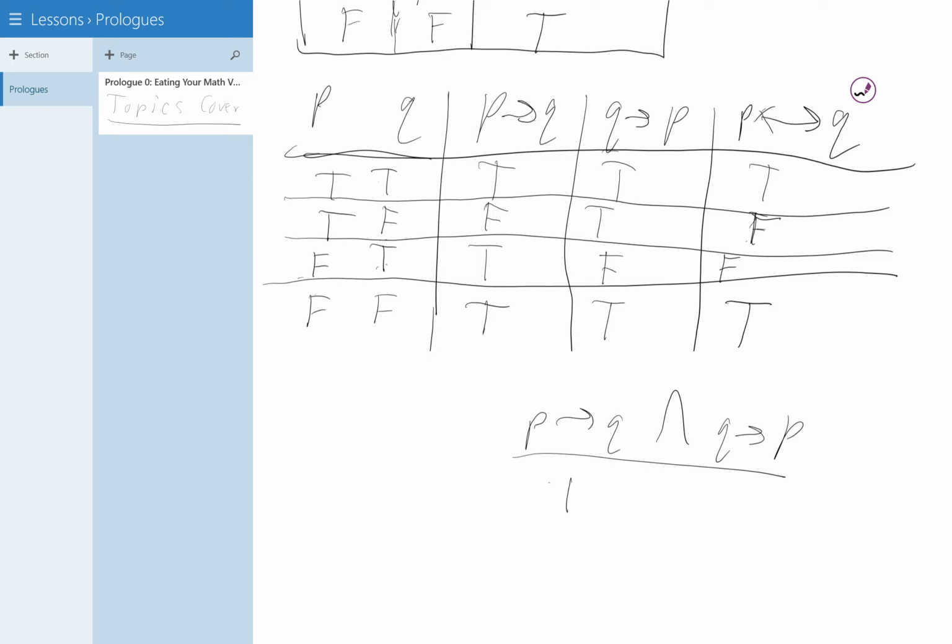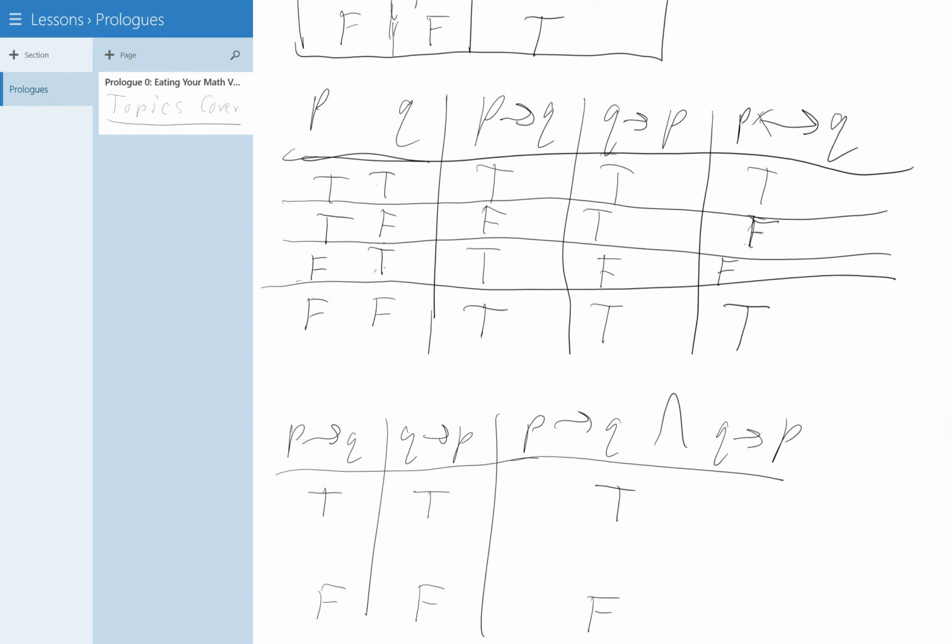So if this guy is true and this guy is true, then this AND... sorry. Give me a second. P implies Q, Q implies P. Alright, so if P implies Q is true and Q implies P is true, then we know the way AND works, this whole thing is true, right? If P implies Q is false and Q implies P is false, false and false makes false, right?